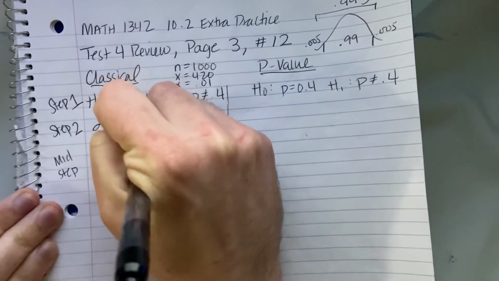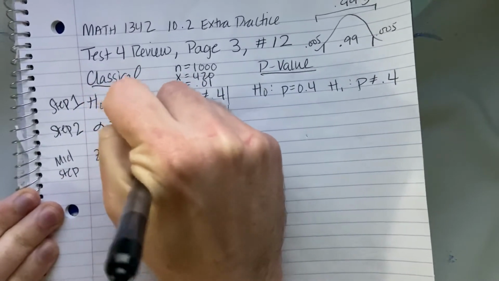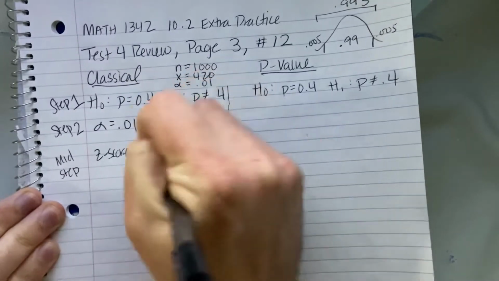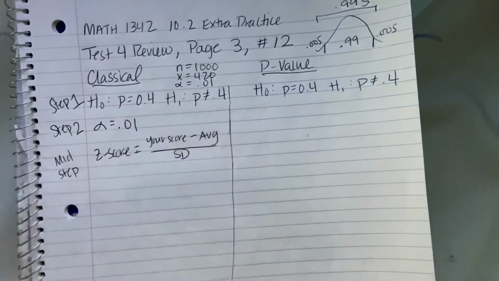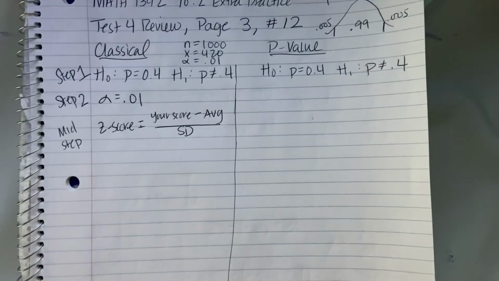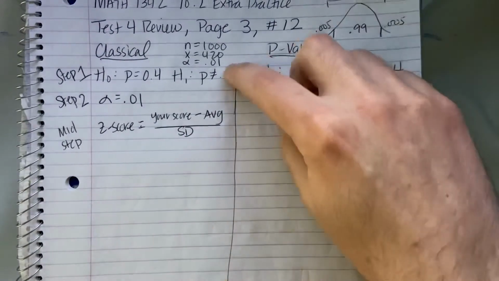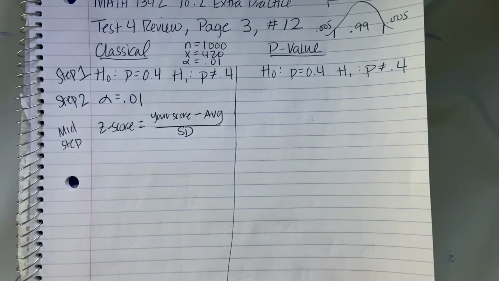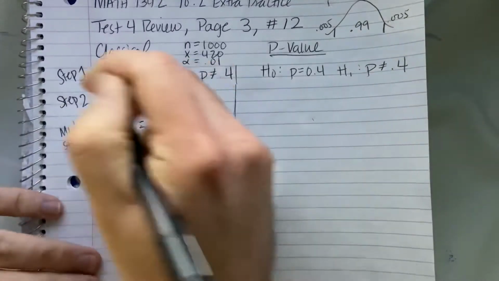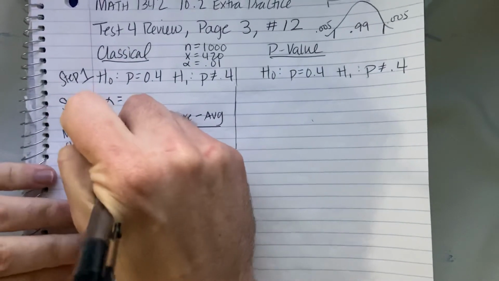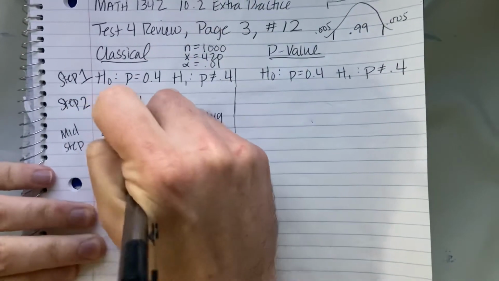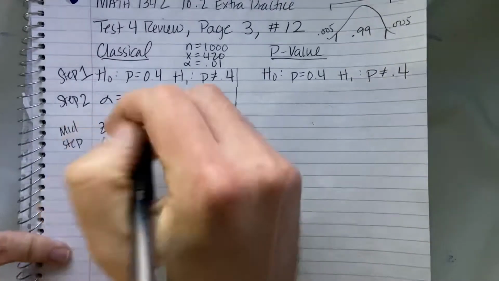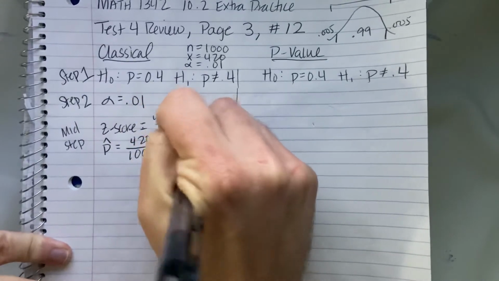It's your score minus the average divided by the standard deviation. That's all it is. Now, they all roll this into one thing. We have the average, it's the 0.4, it's our expected value. But what is our score as a percentage? Well, to find our score, which is p hat, we need to take x, our 420, and divide it by n, 1,000, which is 0.42.